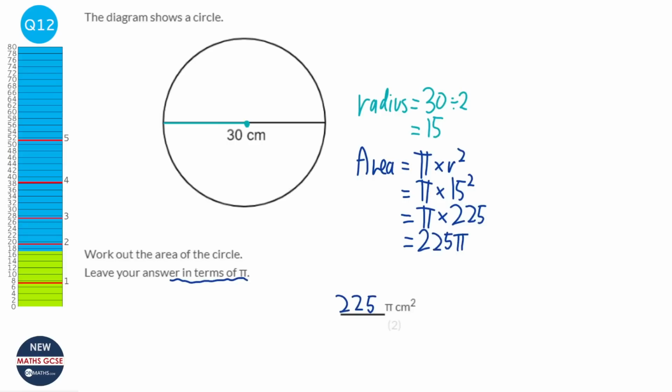Now the reason why we would do this is if we want to keep all the precision, we can do it in terms of pi so we don't have to round it.